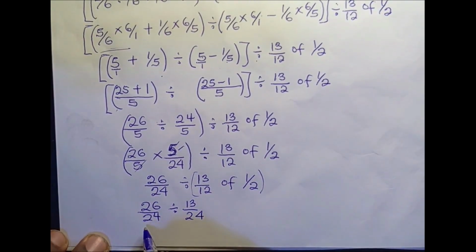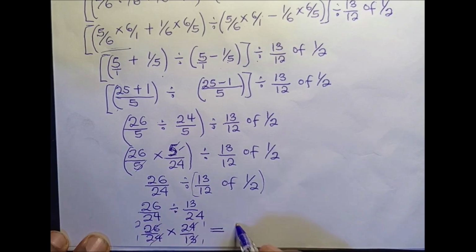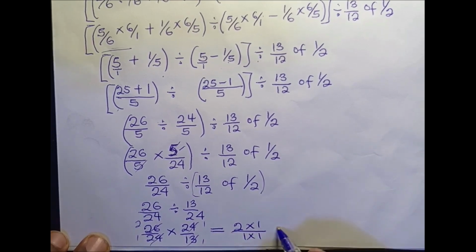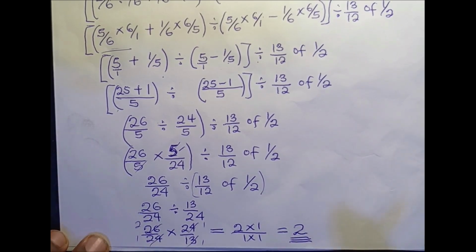So this one can be written as 26 over 24 times 24 over 13. So 24 can go into here 1, and 24 can go into here 1, 13 into here 1, and 13 into here 2. So this is 2 times 1 over 1 times 1, and that is equal to 2. So that is the simplified value for the entire fraction.